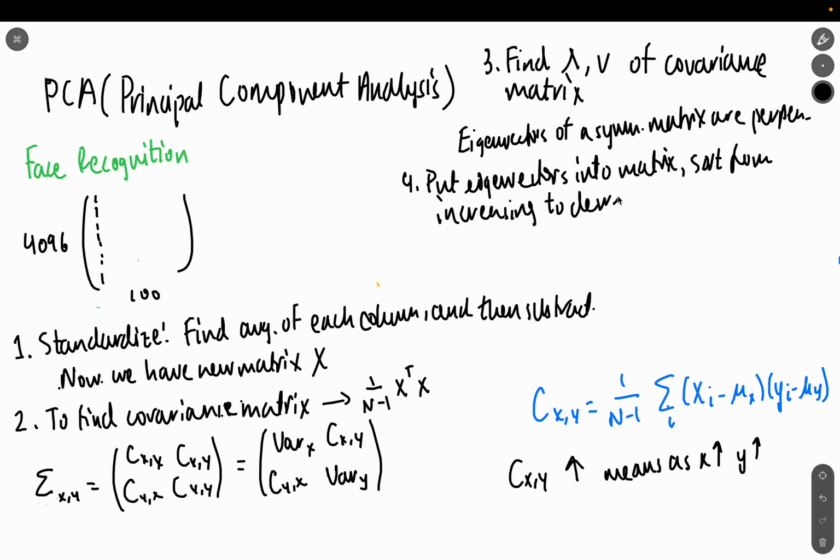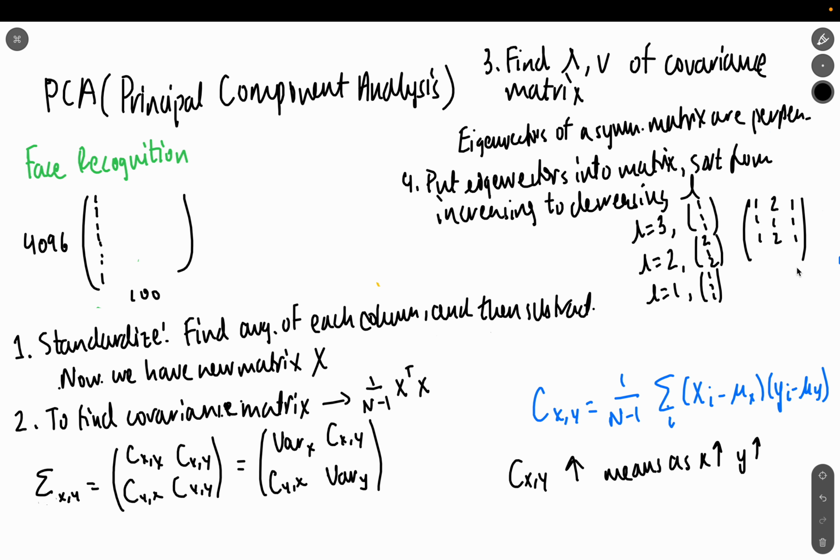What I mean is that if we end up with an eigenvalue of 3, the eigenvector is 1, 1, 1. Eigenvalue of 2, the eigenvector is 2, 1, 2. Eigenvalue of 1, the eigenvector is 1, 1, 1. We're going to put them in a matrix in this order: 1, 1, 1, 2, 1, 2, 1, 1, 1. Let's call it A. The transpose of this is your PCA transform.